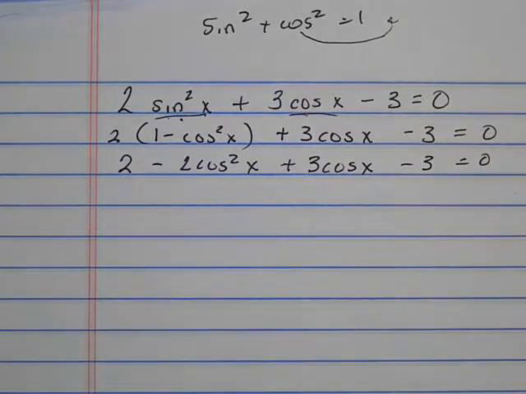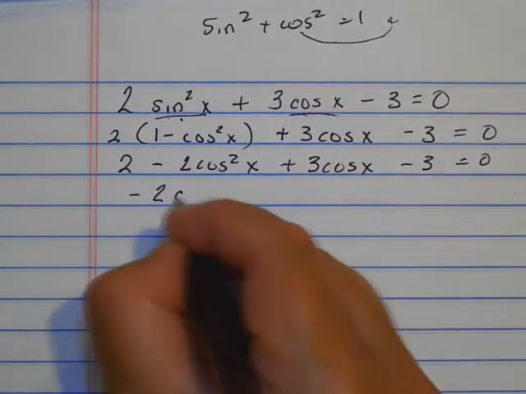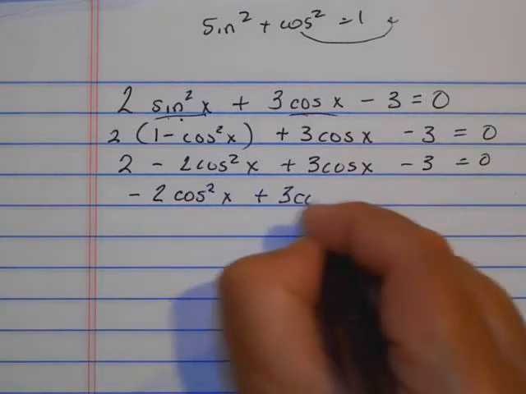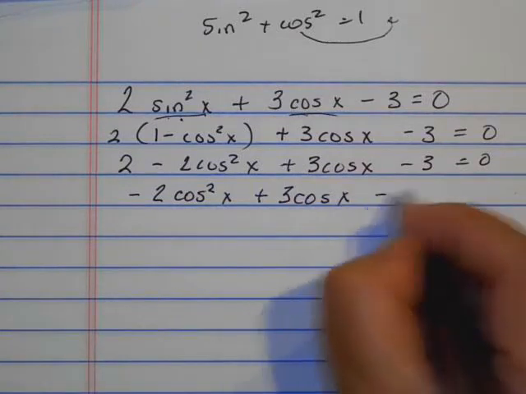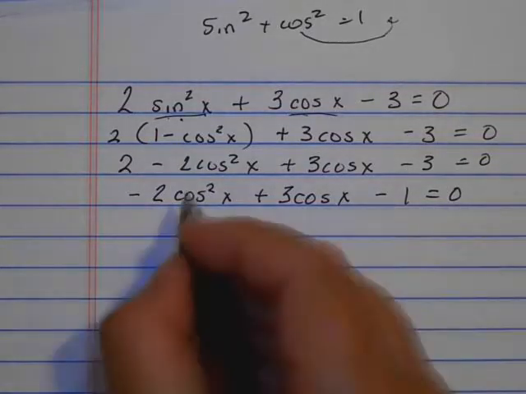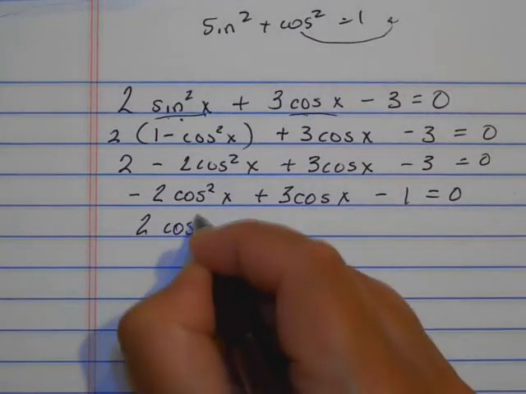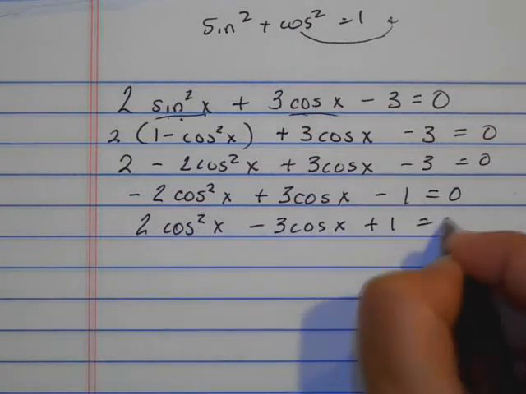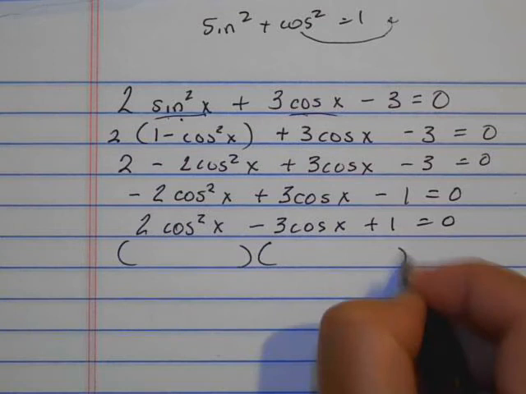So now I'm going to go through and put my like terms together. Negative 2 cosine squared x plus 3 cosine x minus 1 equals 0. And now I'm ready to factor. In fact, I think I'm going to go ahead and just divide everything by negative 1 to make this first term positive. And then I'm going to factor.